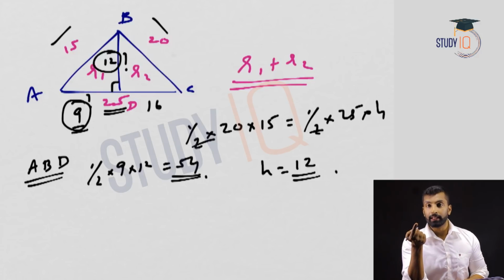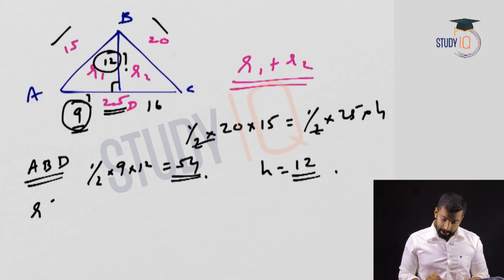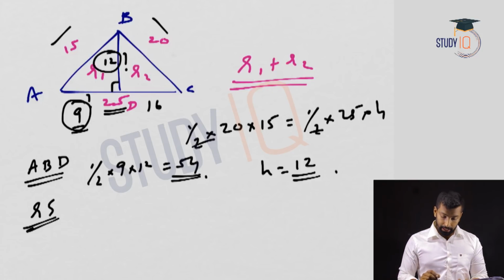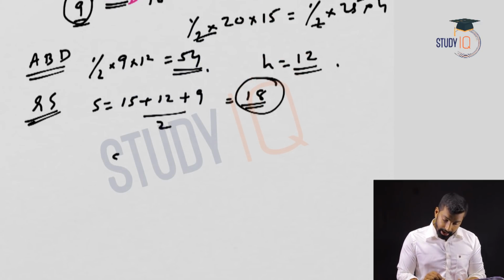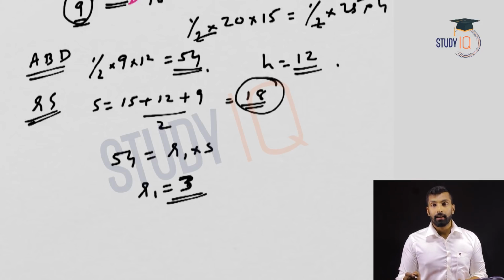You have an alternate method of finding the area if the inradius is known. What is that? rS. What is S? S is the semi-perimeter, right? So S is equal to all the 3 sides divided by 2. So a plus b plus c divided by 2. So S is equal to 15 plus 12, that is the height, plus 9, divided by 2. So what you get? 18. So you got S is equal to 18. So area is 54, which is equal to R1 into S. So S is 18 means R1 is equal to 3. So the first radius you got as 3. I hope this is clear.